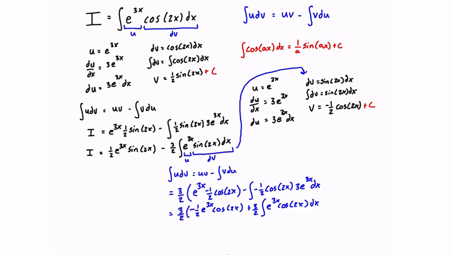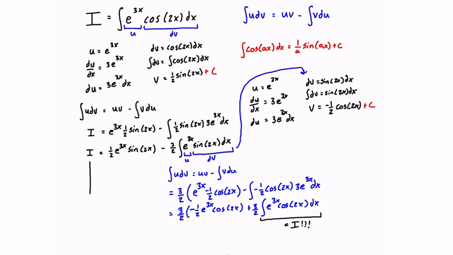Now at this point it's really important to recognize that this right here, the integral of e to the 3x cos of 2x dx, is exactly equal to I. This is exactly the same thing, e to the 3x cos of 2x dx. So this whole thing is just equal to I. We can really substitute this in just like that. This is equal to I, and we're going to have to use this to simplify the problem.